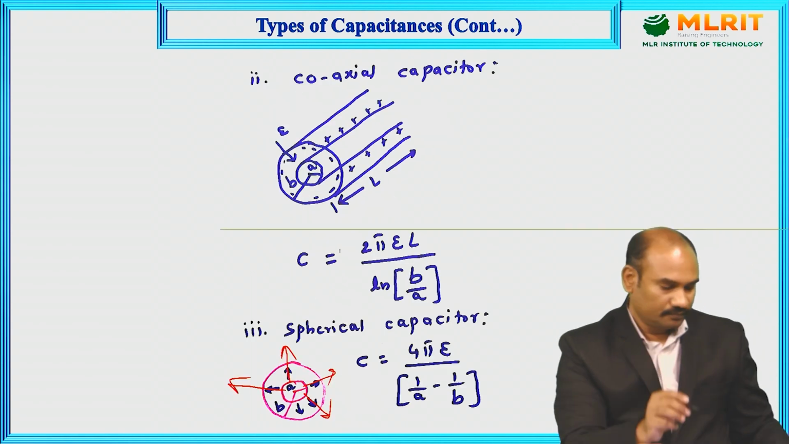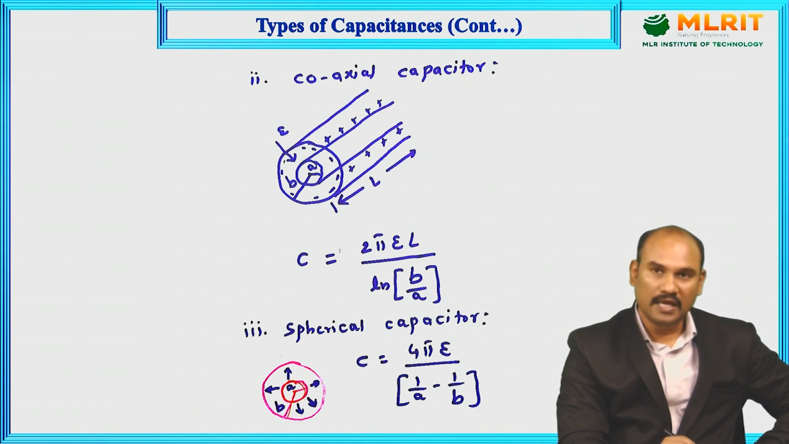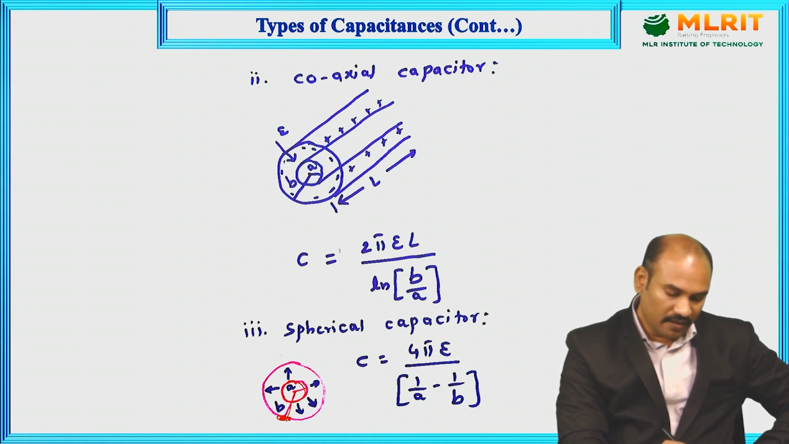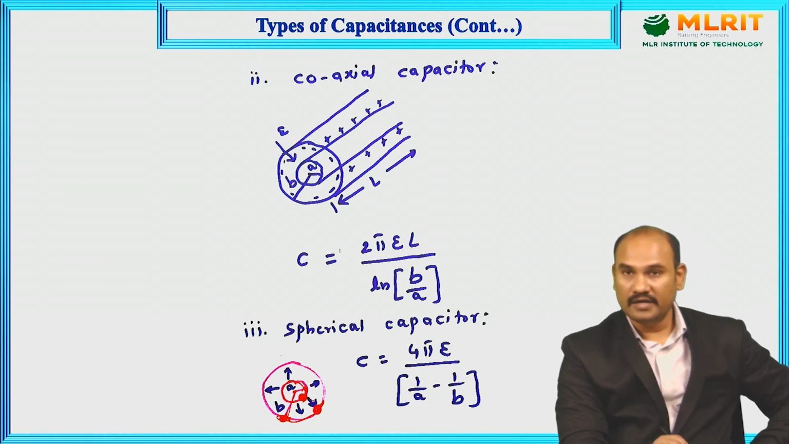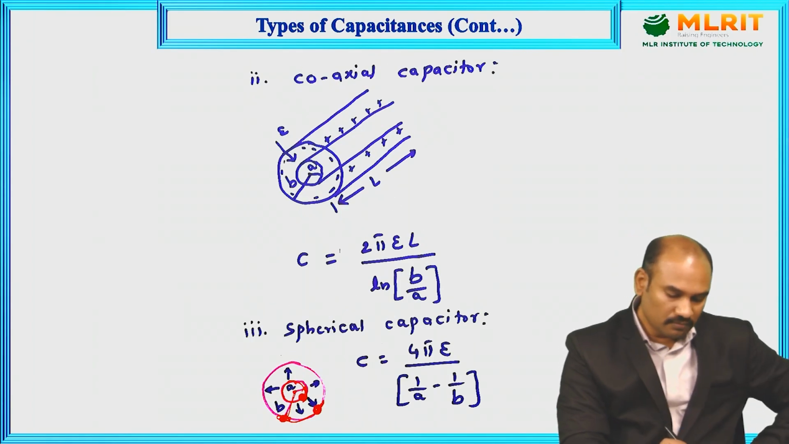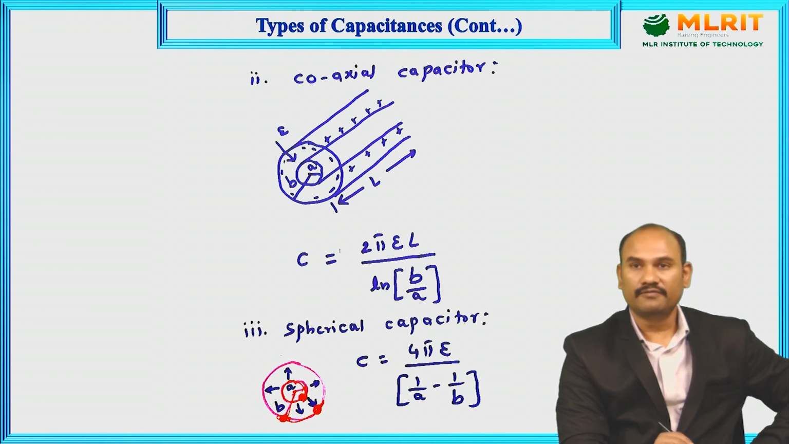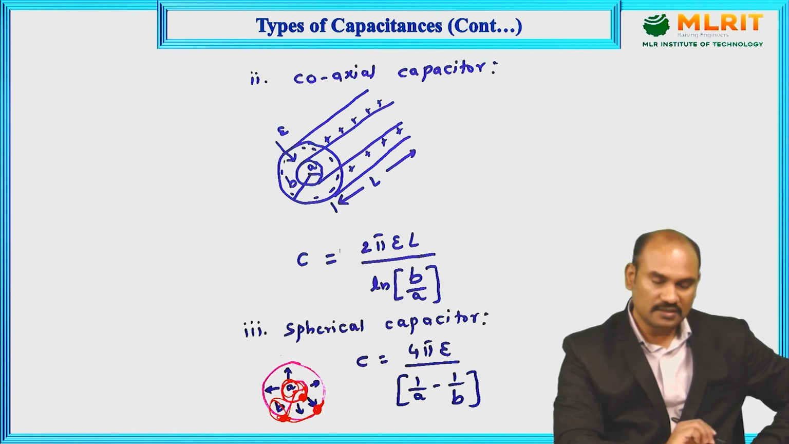Why B to A? You can observe here. The radius of the outer sphere is B, the inner sphere is A. So from here to here, the region from B to A, because the electric lines of force and electric field exist there. We are trying to substitute the limits of R. Why? Because R goes from B to A. What are the limits of R? R is nothing but radius. Outer radius is B, inner radius is A.